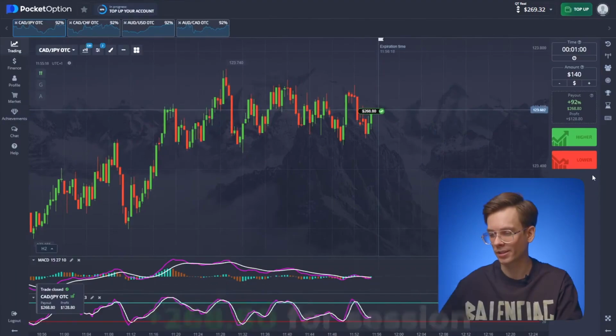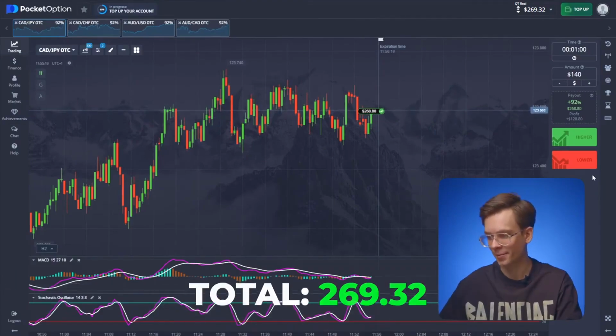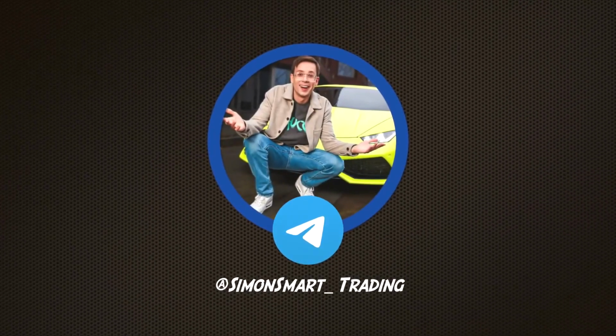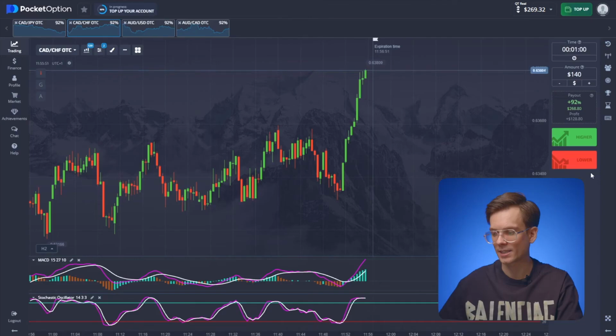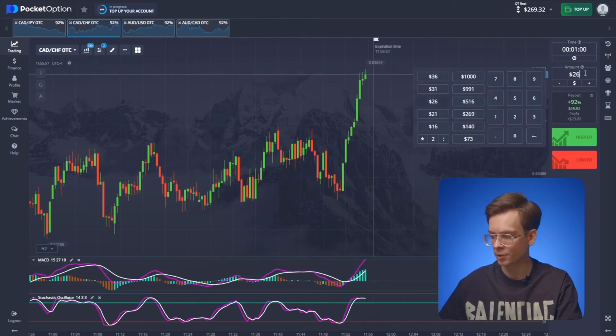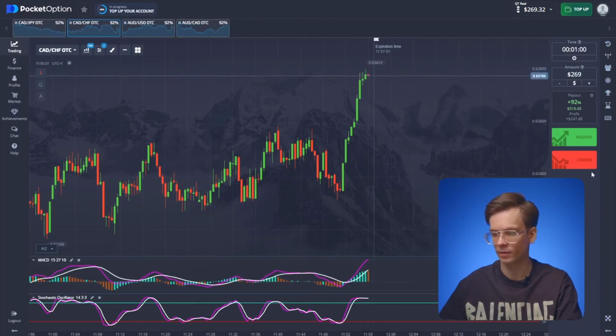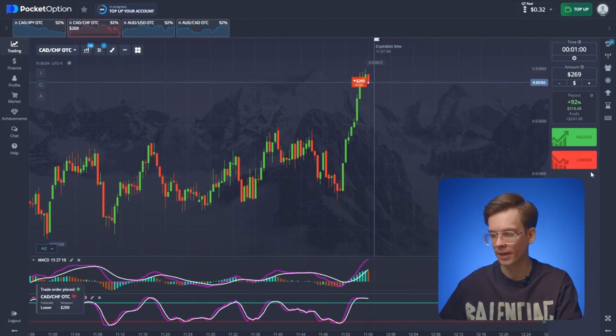Meanwhile, the trade has closed and I increased my deposit again. Amazing. Canadian dollar and franc again. I'm changing the amounts. Let's press lower. In this situation, it was evident that a sharp downward movement of prices would follow.